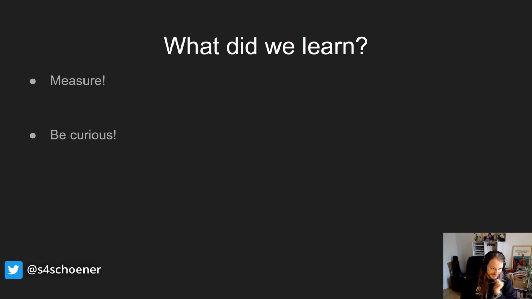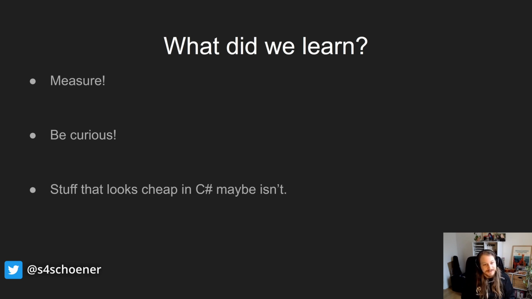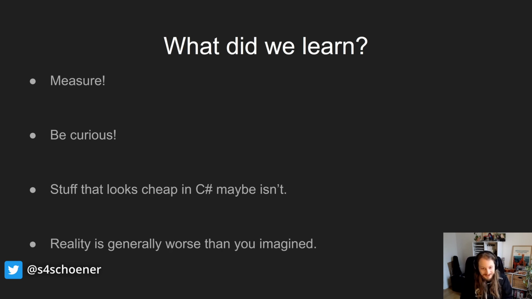The second is be curious, because in this case, the original explanation that I had for why C# had covariant arrays was obviously wrong when you look at it, and you have to dig deeper. Then, stuff that looks cheap in C# maybe isn't. Again, that's not a new lesson for anyone that has worked with C# and tried to figure out what's actually going on under the hood. Just don't look at what Mono is doing with structs and how much it moves them around in memory and how bad it is at deleting those copies. And when you're just used to that happening, yeah, just be careful. And finally, of course, reality is generally worse than you imagined.